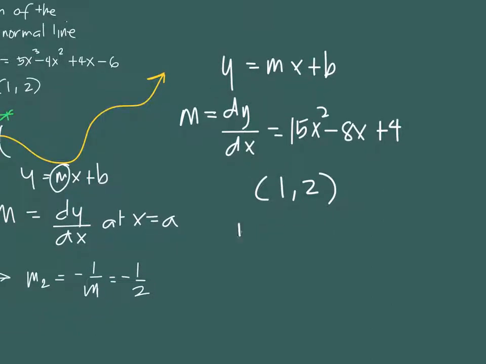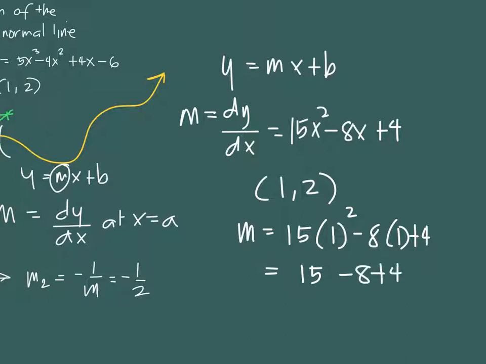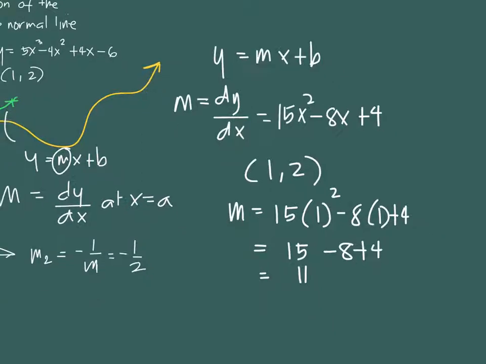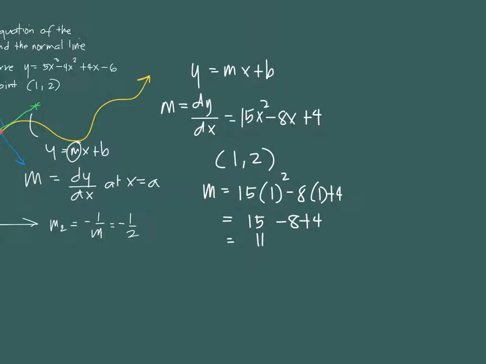So we have m is equal to 15 times 1 squared minus 8 times 1 plus 4. Can you follow? Okay. How do we simplify this? 15 minus 8 plus 4. This is equal to 11. Right? 15 minus 8 is 7, and then plus 4 is 11. So slowly, your equation is turning into the equation that we want. It is now y equals 11x plus b.